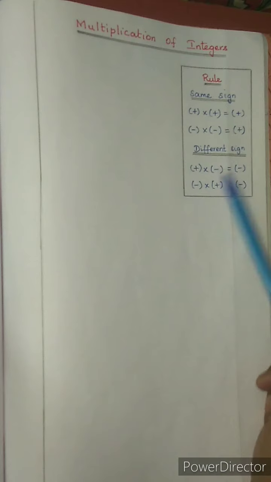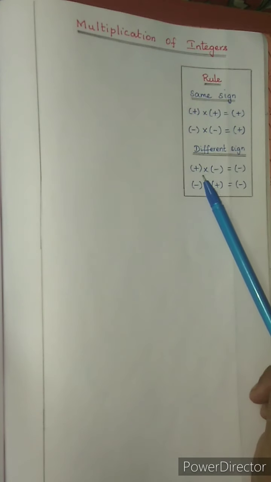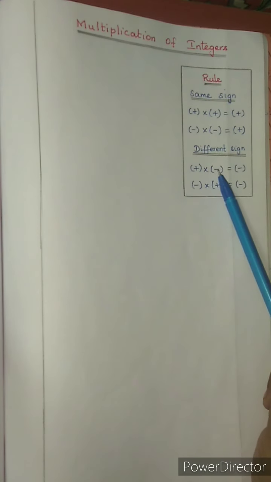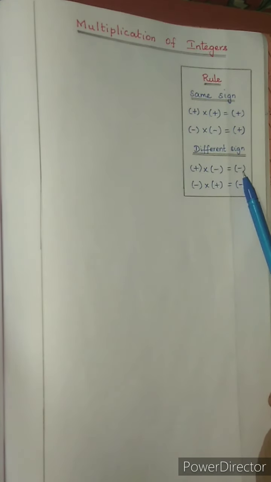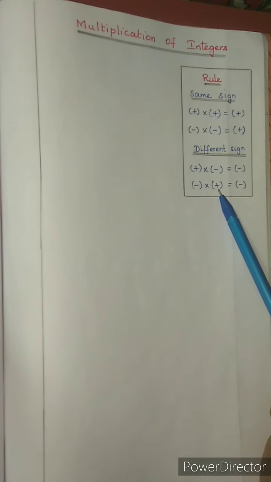If two integers are of different sign, their product is negative. That is, a positive integer into a negative integer gives a negative integer. A negative integer into a positive integer gives a negative integer.